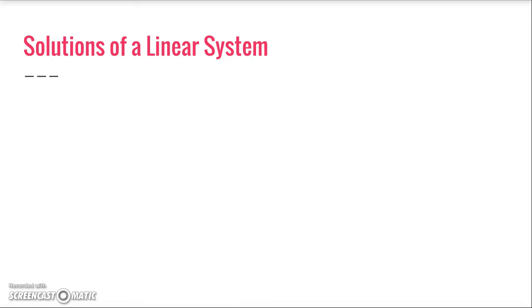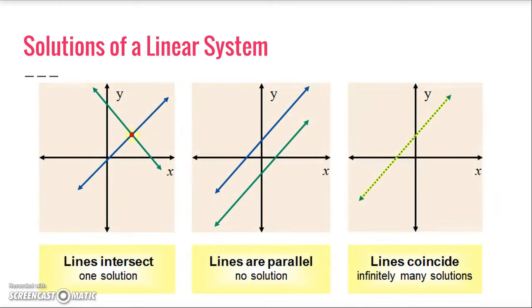So let's talk about the possible solutions of a linear system. There are three possible solutions. We just talked about one, which is when the lines intersect. If that's the case, there's only going to be one solution because there's only going to be one point where two lines intersect.